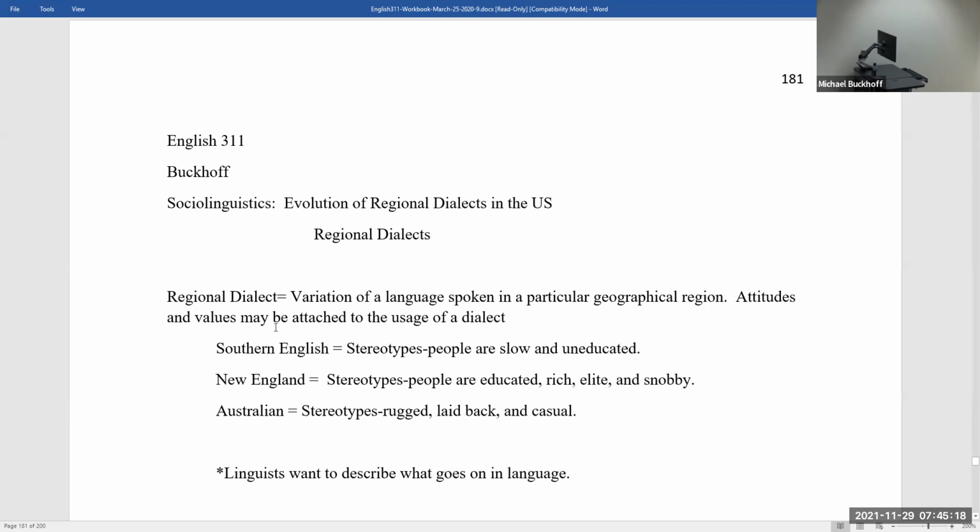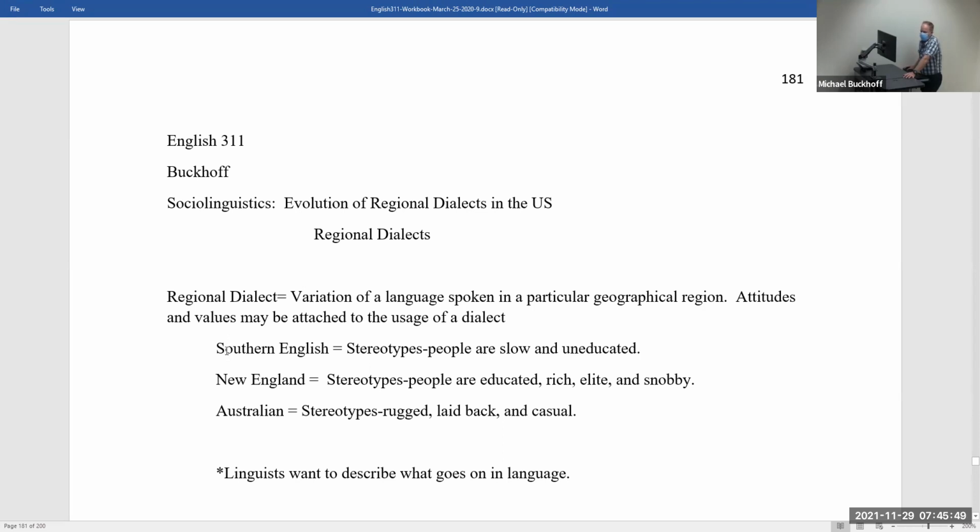It says here, in this case, we have regional dialect by definition. It says, variation of a language spoken in a particular geographical region. Attitudes and values may be attached to the usage of a dialect. So here are some stereotypes. And we don't want stereotypes, but there are. People have stereotypes about the type of English that you speak.